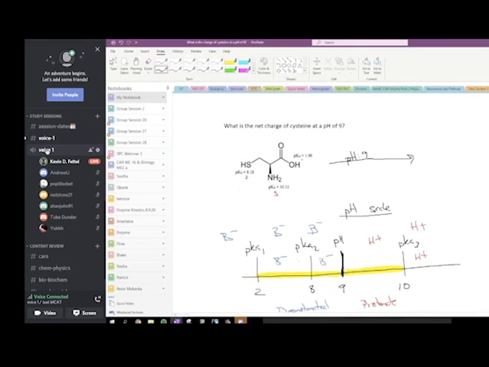Well, what do we know? We know that this group 2 and group 1 are going to be negatively charged based on what we just did. And we know that the third group here is going to be positively charged. So let's draw that out. So you'd have S minus, right? Because it's going to be negatively charged. And then this amine group is going to become an NH3 plus, right? Because we said it's going to be positively charged, it's going to get protonated.